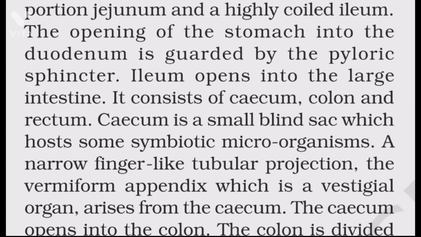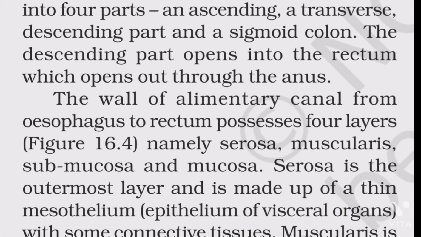Cecum is a small blind sac which hosts some symbiotic microorganisms. A narrow finger-like tubular projection, the vermiform appendix, which is a vestigial organ, arises from the cecum. The cecum opens into the colon. The colon is divided into four parts: an ascending, a transverse, descending part, and a sigmoid colon. The descending part opens into the rectum, which opens out through the anus.